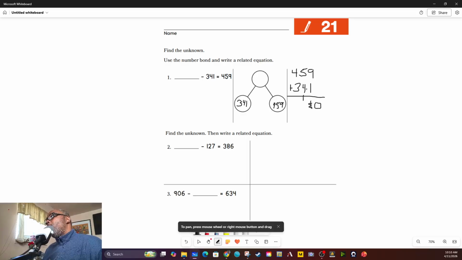So 5 plus 4 equals 9, plus 1 more equals 10. All right, I have another 10 in the tens place, so I need to scribble that out and put the 1 right here. 4 plus 3 equals 7, plus 1 equals 8. And that is my answer, and that was what was missing, 800.